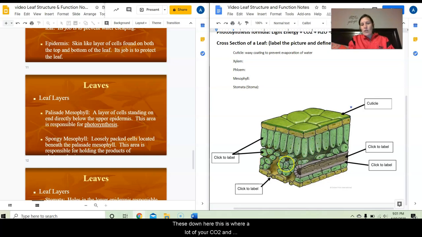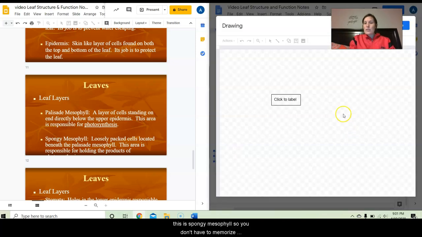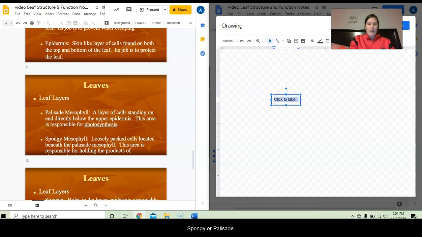Then these down here, this is where a lot of your CO2 and oxygen are going to go through, kind of like a sponge. It has all these holes for your gases to move through. They can do photosynthesis. They also can store the glucose, but they do have some chloroplasts in them. They're just not as tightly packed. All right, so this is palisade mesophyll. This is spongy mesophyll. So that layer, we're just going to call it the mesophyll, and you don't have to memorize spongy and palisade. Aren't you lucky?